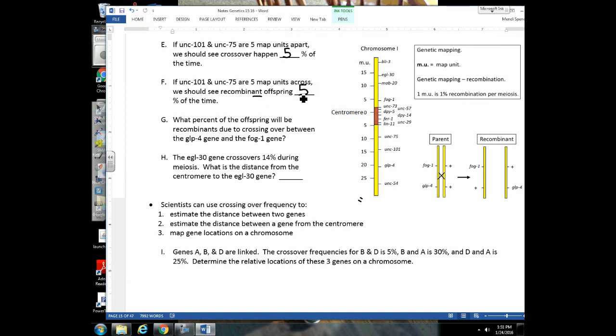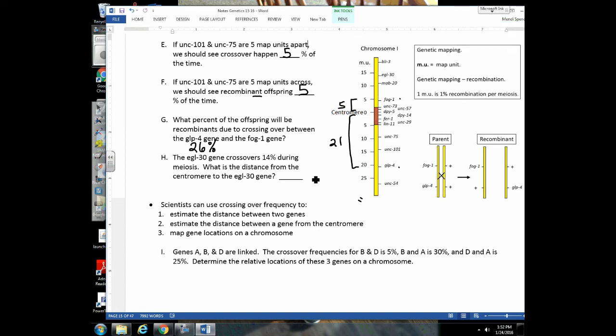What percent of the offspring will be recombinants due to crossing over between this GLP gene and the FOG gene? So we have to find those here because we have to figure out how many map units apart they are. So from here to here, there's 5 map units. And so from here to here, I would go with that being about 21 since it's not right at that 20 mark there. So we're going to see 26% of the offspring are going to show the recombinant phenotypes because those two genes are 26 map units apart.